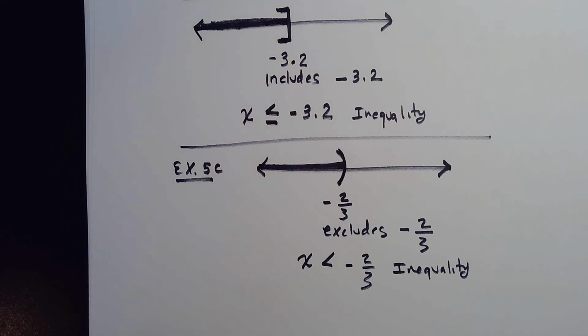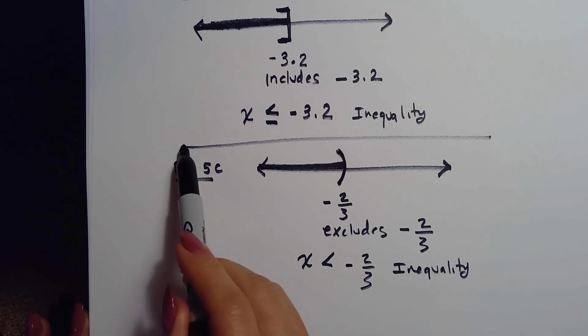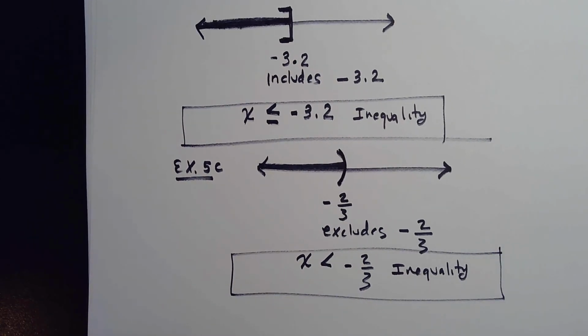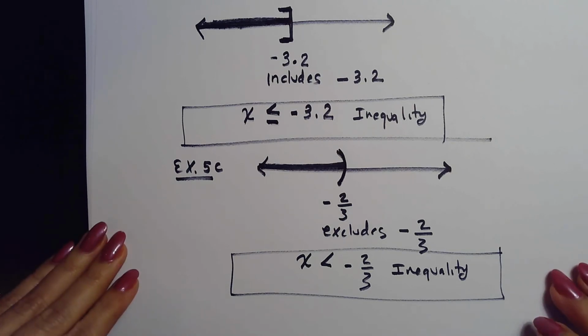So that is example 5c. In these two examples, the graph is given to us and we need to find the inequality. Now we're going to switch things around. Now we're going to be given the inequality and then we need to find the graph for it. So let's now consider example 6.